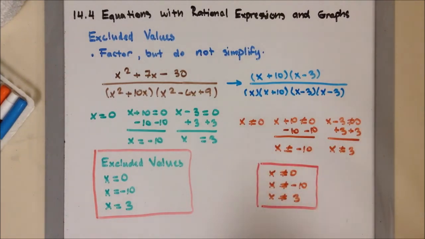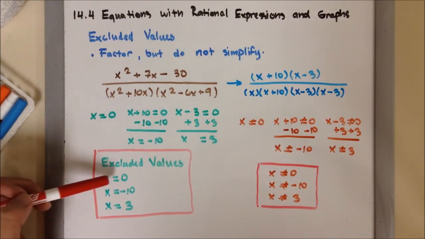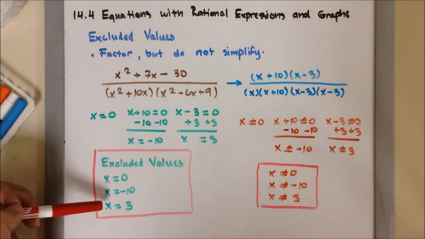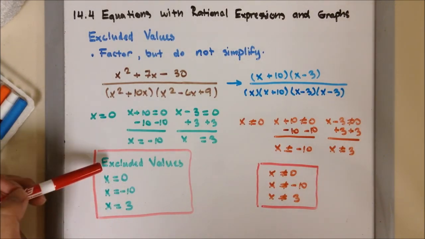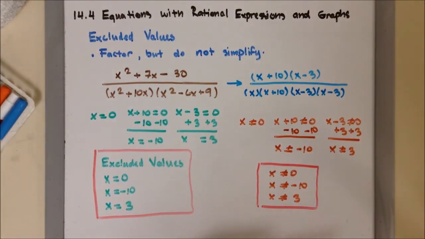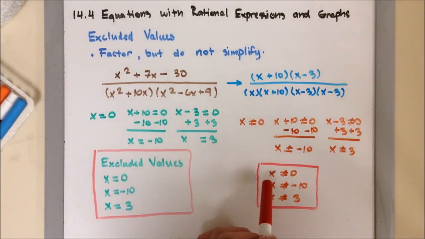And here's our final solution. So if you state excluded values, then x can equal 0, x can equal negative 10, and x can equal 3, because you're stating that these are your excluded values, not in the domain. But if you're not going to state that these are your excluded values, then you must state x cannot be 0, x cannot be negative 10, and x cannot be 3 within the domain.